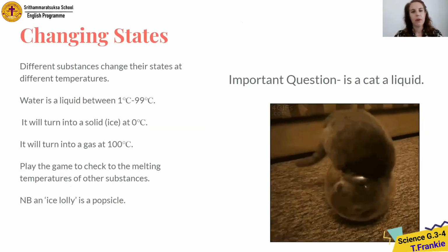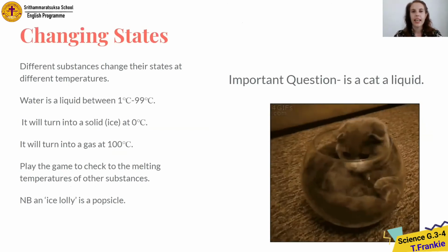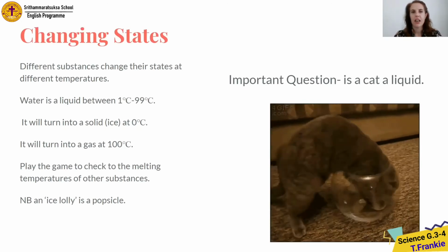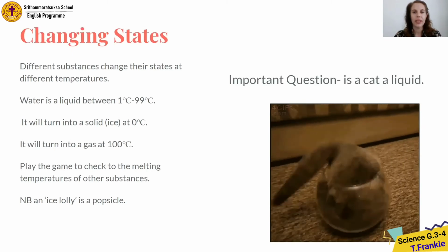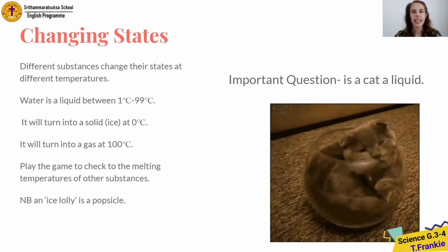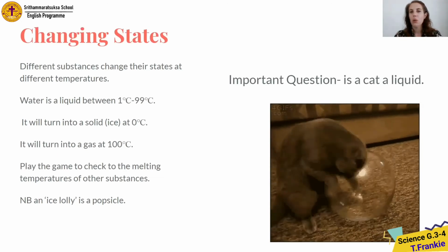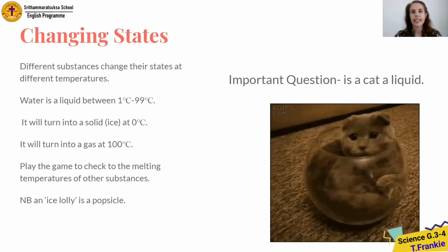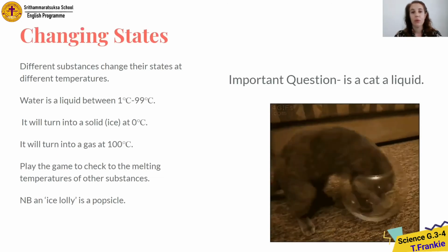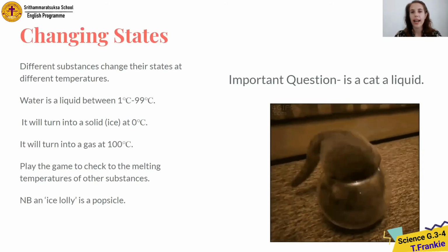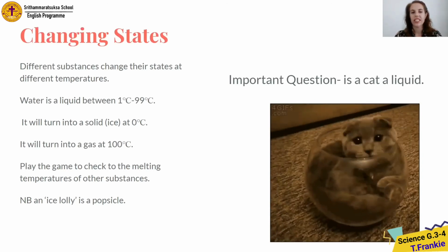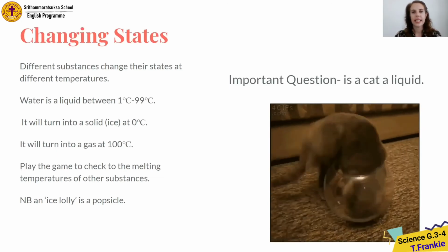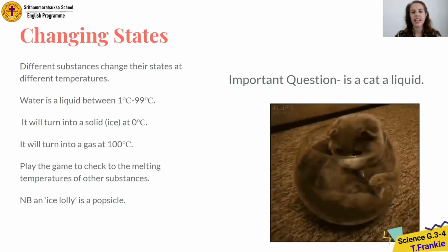Okay, just a little bit more about changing states. A different substance will change its state at different temperatures. But today we are going to look a little bit at changing the state of water. So water will be a liquid between 1 degree Celsius and 99 degrees Celsius. It will turn into a solid, or we call ice, at 0 degrees Celsius, and it will turn into a gas, or we call steam, at 100 degrees Celsius.